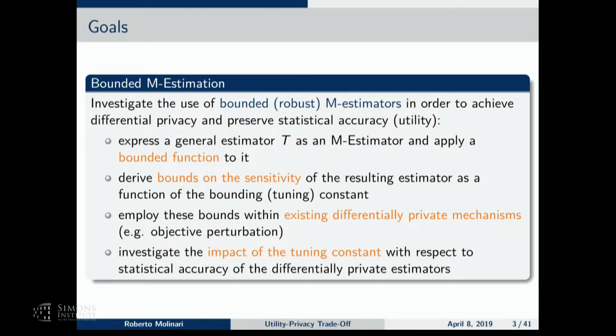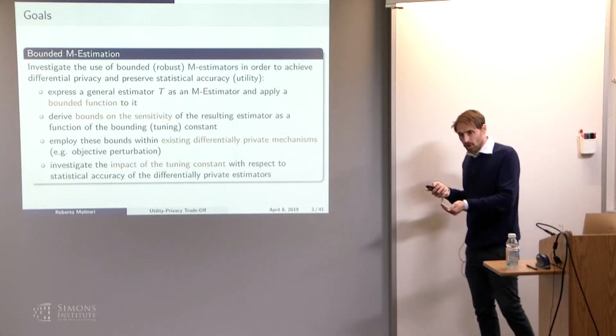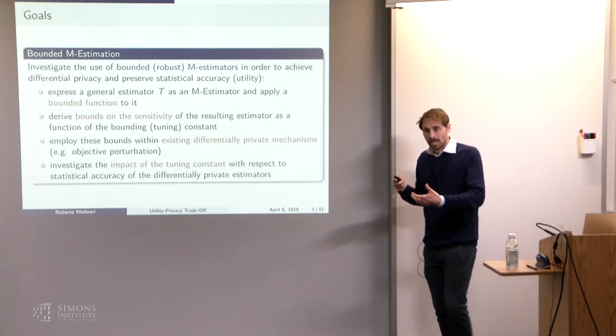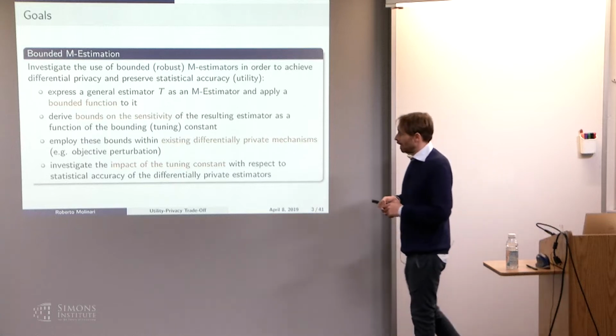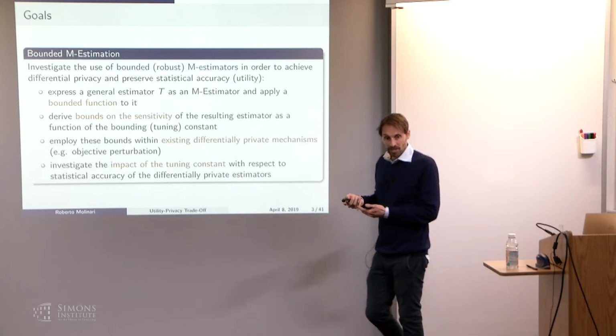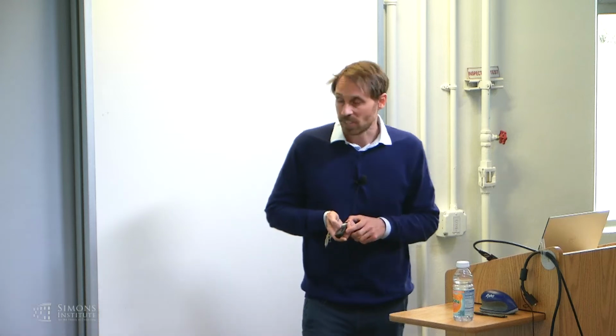The first idea is using M estimation as Lei did. We define an estimator that we'll generally call T, and we define it as an M estimator, which we'll see later what it is, and apply a bounded function to it, which is something that's commonly done in the robust statistics literature. Thanks to this bound, there's a natural result in terms of the sensitivity of the resulting estimator. That can be helpful in determining the amount of noise to be added for the differentially private output. Therefore, there can be a trade-off between the bound you put on your M estimator and the accuracy of your differentially private output.